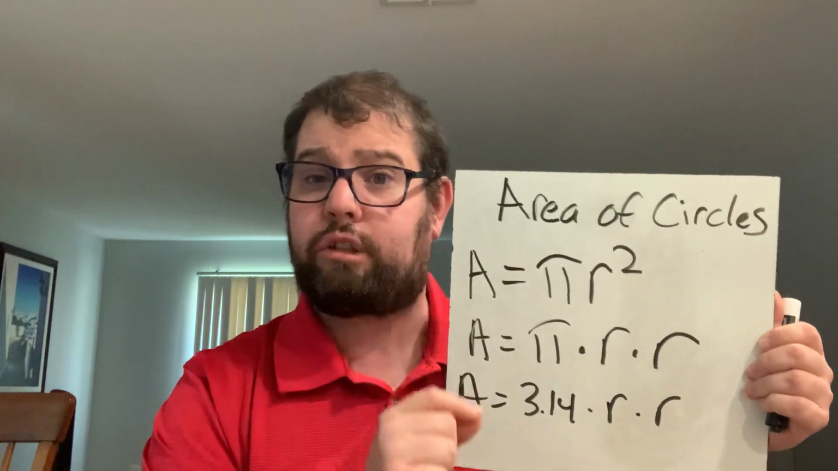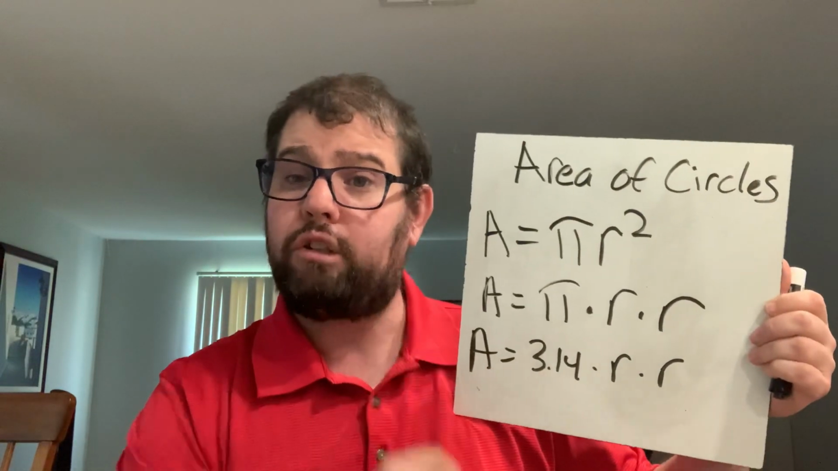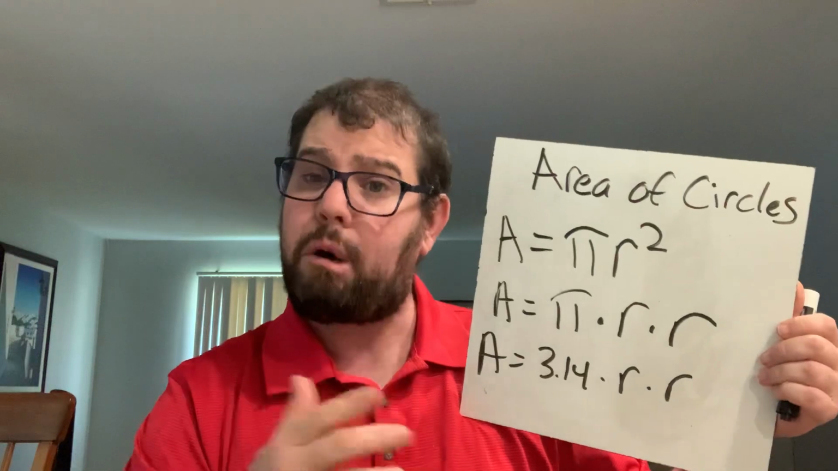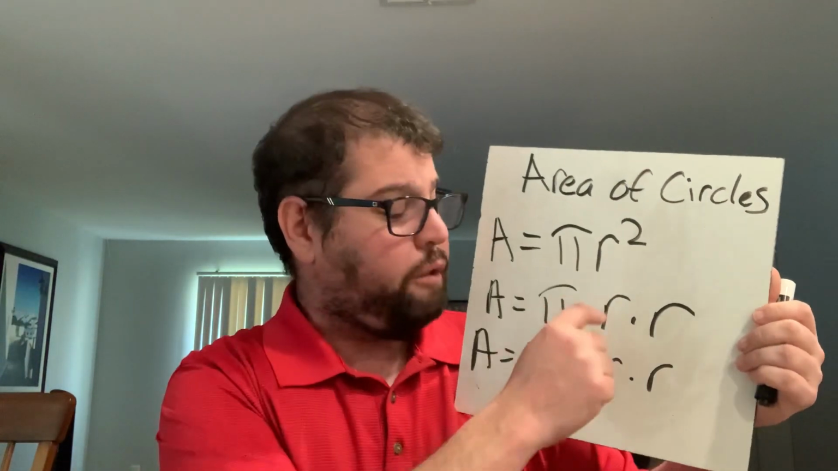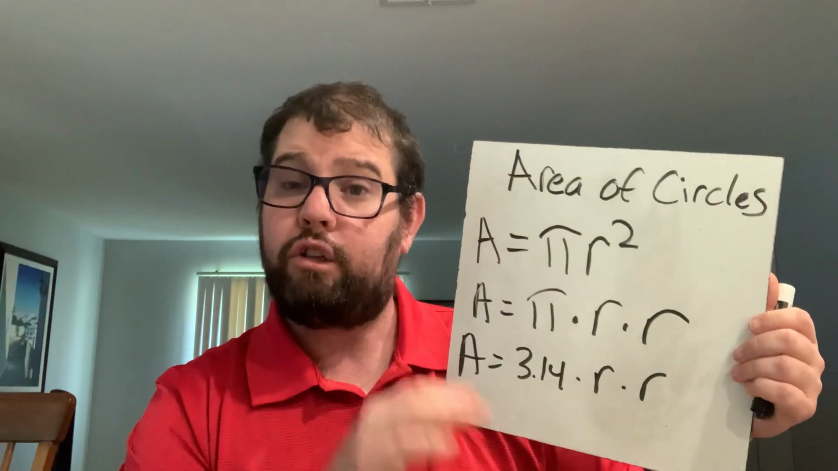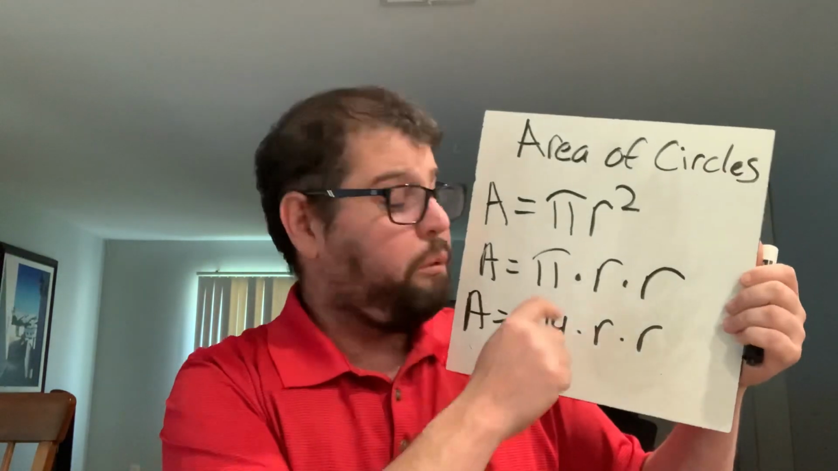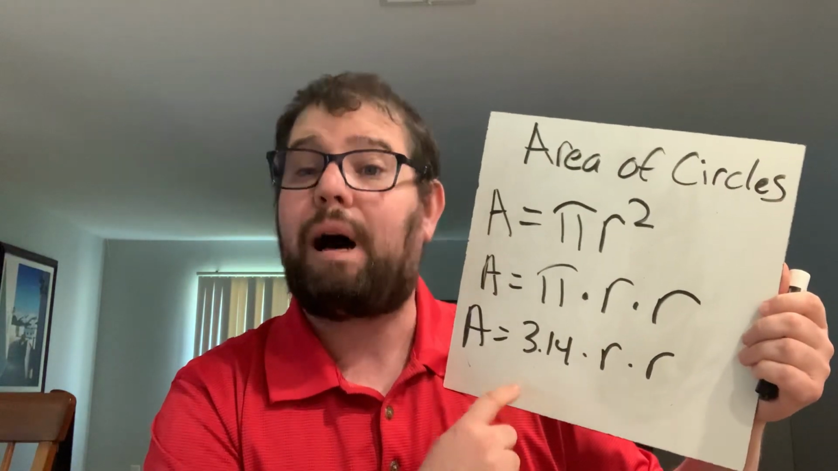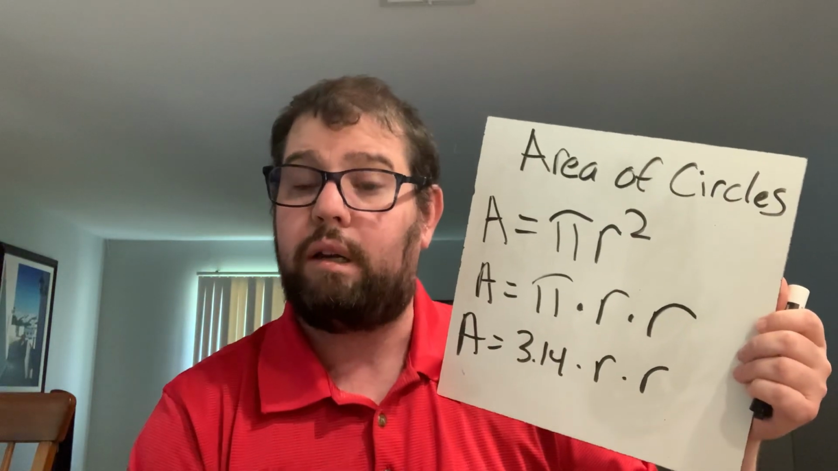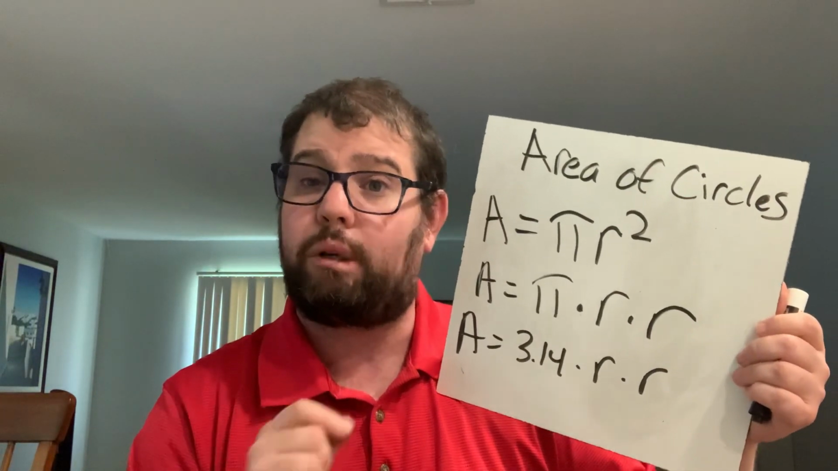Pi r squared. Now, what does r squared mean? Well, I've broken that down for you. r squared really means r times r. So if we break it down, we would do pi times r times r. And what is pi? Pi is always 3.14.